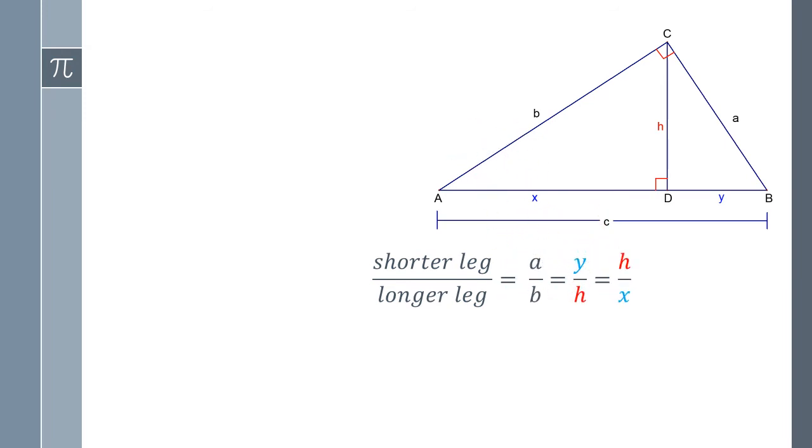Okay, so we can see the shorter leg to the longer leg with all three of these. The shorter leg is A, the longer leg is B. In this triangle right here, the shorter leg is Y, the longer leg is H. In this triangle right here, the short leg is H, the long leg is X.